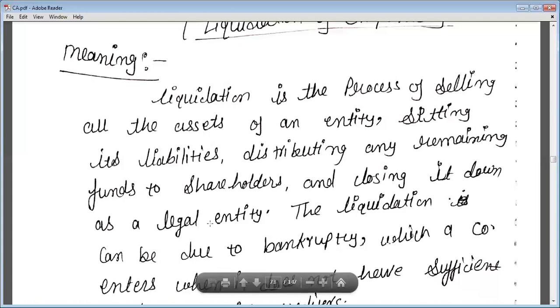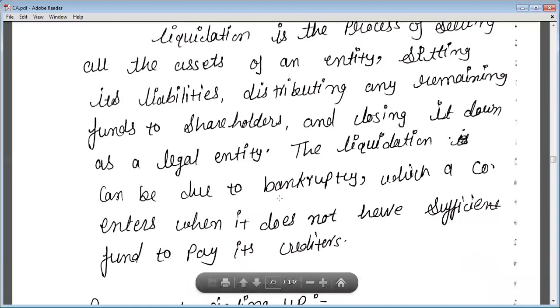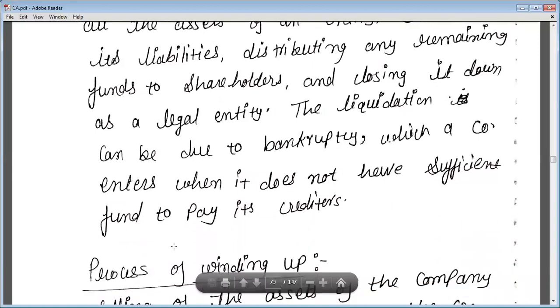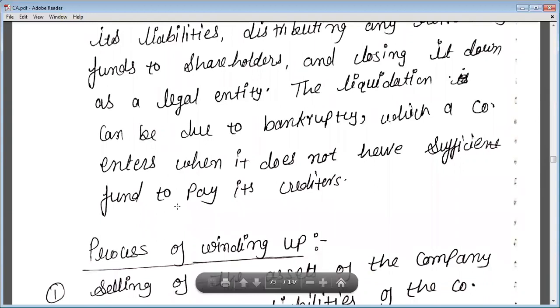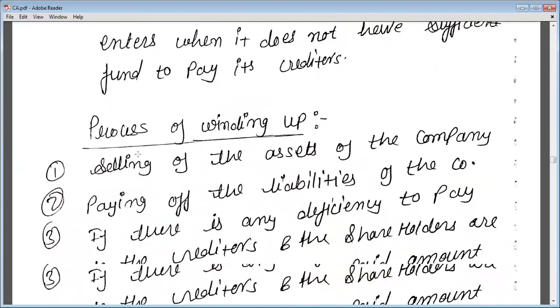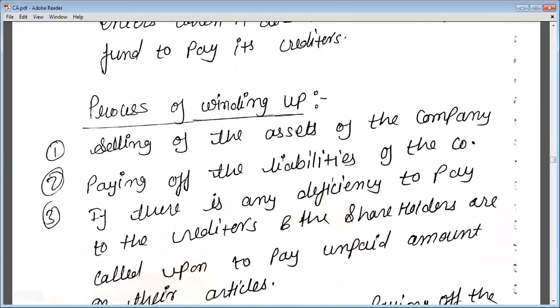So what can be the reasons for closing a company? Bankruptcy, which a company enters when it does not have sufficient funds to pay the creditors. The company does not have sufficient funds to pay the creditors, and in that case the company can go on liquidation. Now there is the process of winding up, or the process of liquidation.